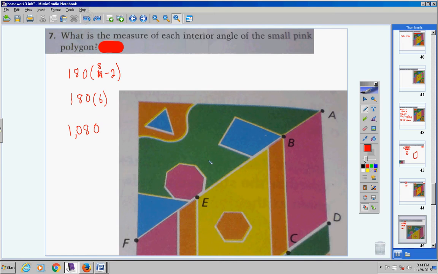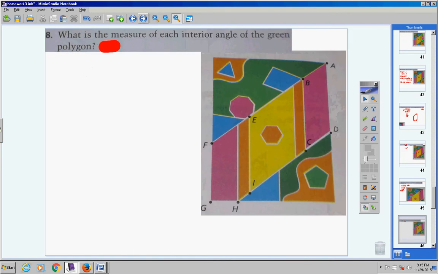So how would I find the measure of just 1? Well, I can divide by 8 because each of the angles are congruent. So I'll divide by 8, that's 1, 2, 8, 3, 40, 5. So each of these angles is going to be 135 degrees. If you add all that up, you will get 1080. Alright, 135 degrees. Moving on to number 8.